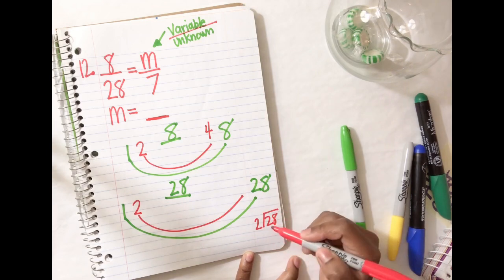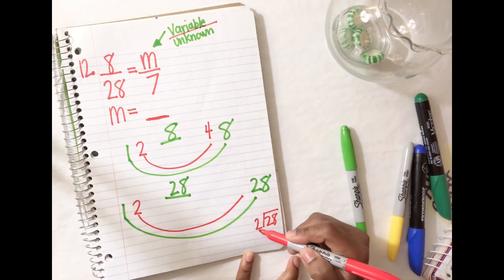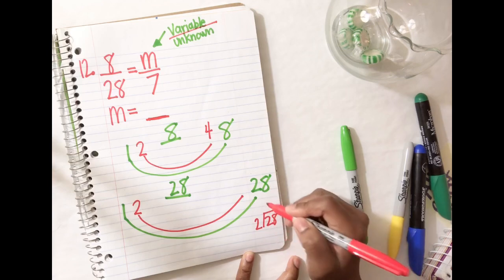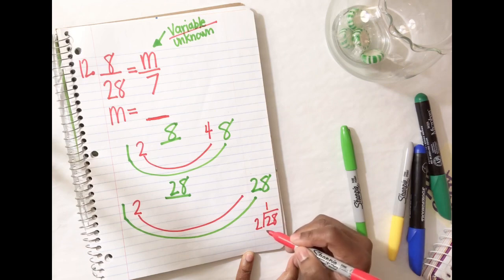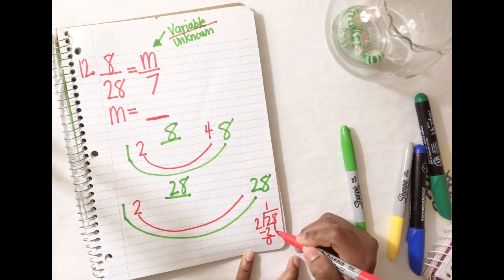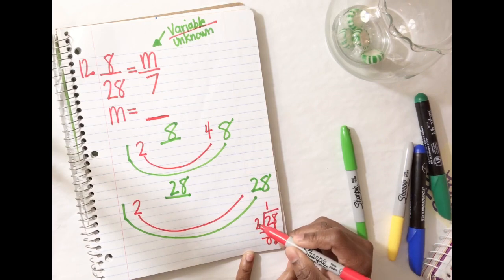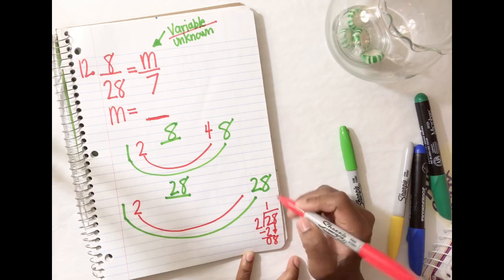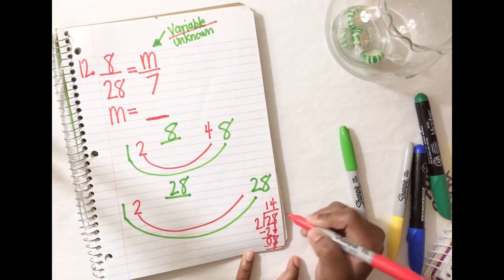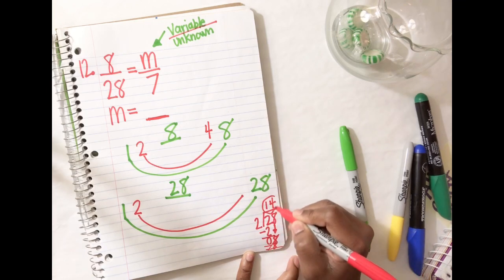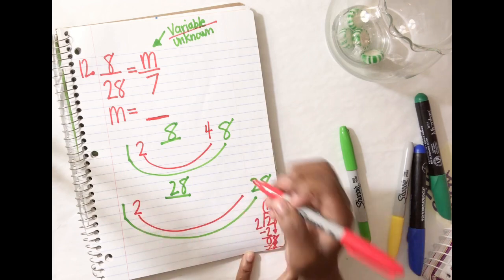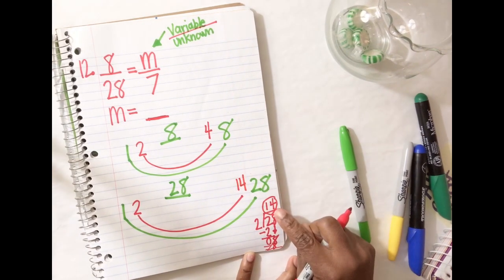How many times does 2 go into 2? 1. 1 times 2 is 2. Subtract them, left with 0. Bring down the 8. How many times does 2 go into 8? 4. 4 times 2 is 8. Subtract, you're left with 0. So there it is. What number can we multiply by 2 to get to 28? 14. We just figured it out here.